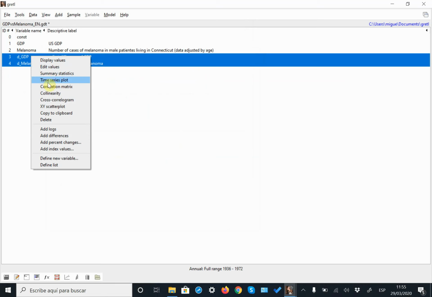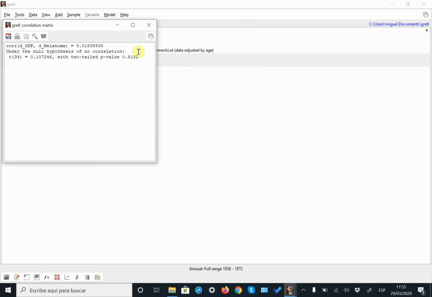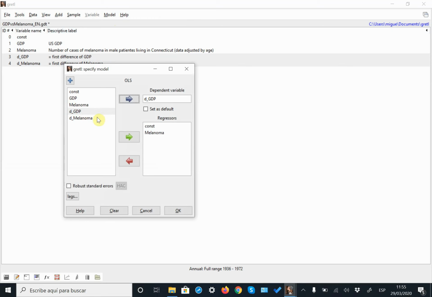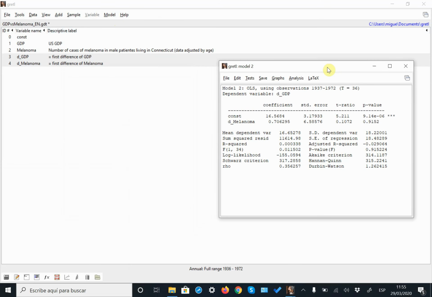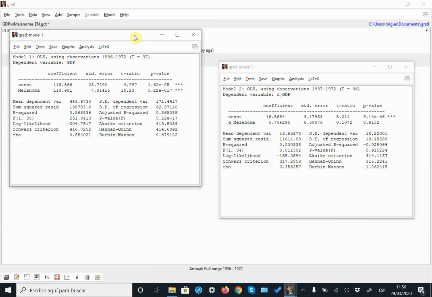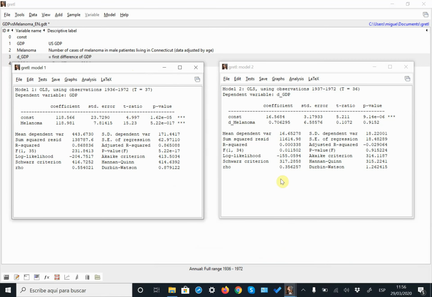You can compute the correlation coefficient. It is not significant. And if you estimate by least squares the regression model, like we did with the data in levels, you get a regression in which the slope is not significant, and the R squared is very small. If we compare this regression with the previous one, model number one, we see that the slope, which should have more or less the same value, is substantially smaller. It is non-significant, as I told you, and the R squared deflated greatly.